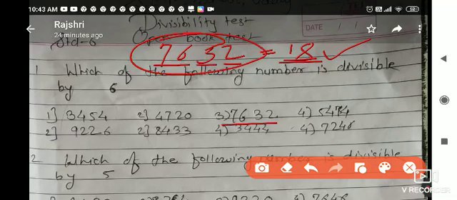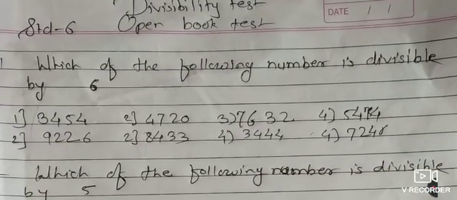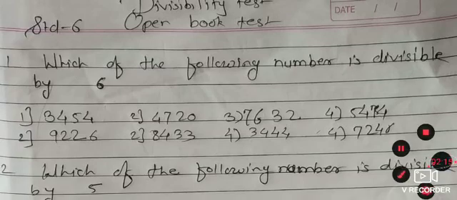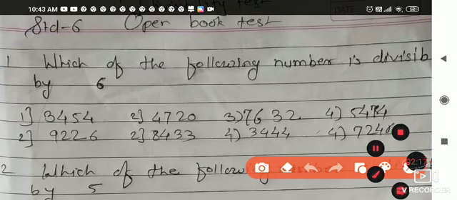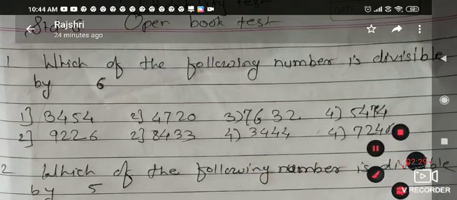So this is the divisibility test of 9. If the sum of the digits of a number is present in the table of 9, then the given number is divisible by 9. Now here, which of these numbers is divisible by 6, I ask you. The divisibility test of 6 is, if a number is divisible by both 2 and 3, 2 threes are 6, then the given number is divisible by 6.